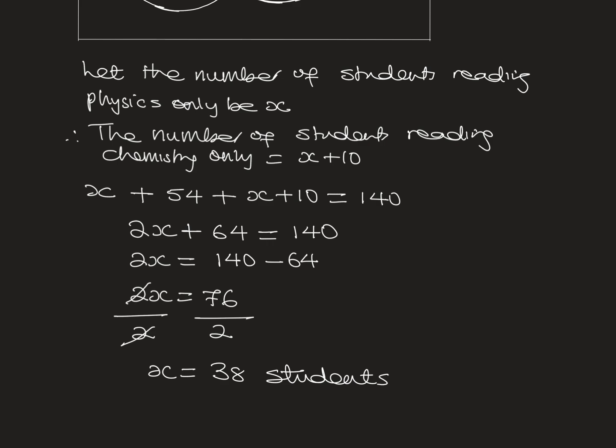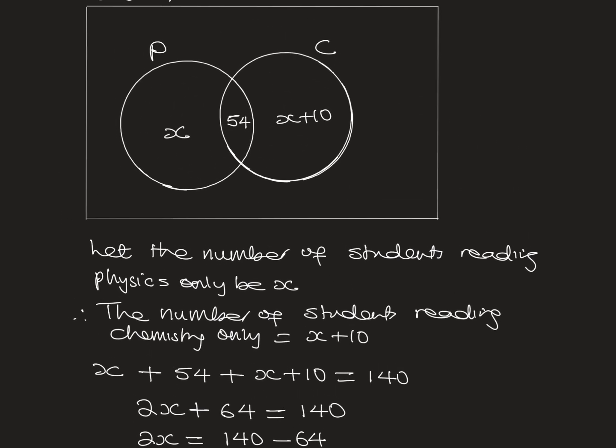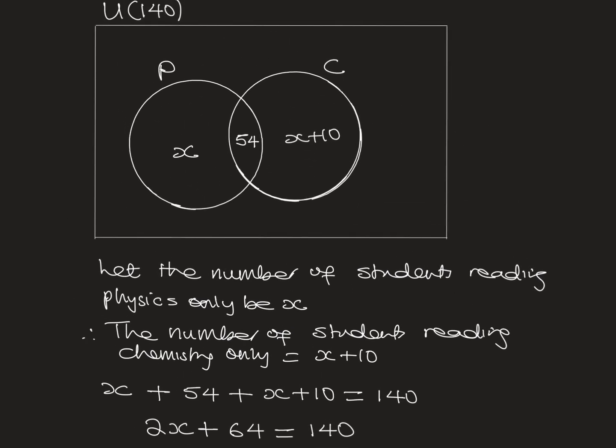So meaning that 38 students were reading only physics, okay? And therefore 38 plus 10 is what? 48. So it means 48 students were reading only chemistry. Okay, such that if you say 38 plus 54 plus 48, you will have 140 students.